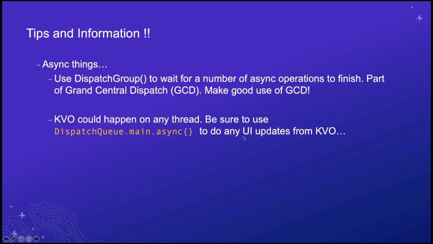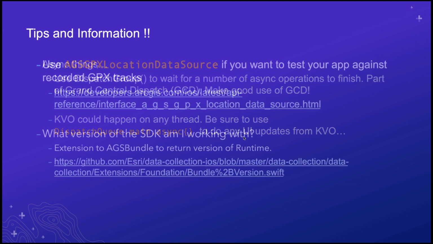So if you're observing a property such as, for example, map scale, and you need to update a text label somewhere, make sure you update that text label by dispatching the update to the main dispatch queue. Again, I recommend you spend some time learning about dispatch groups and Grand Central Dispatch and KVO. These are all key iOS developer concepts and very useful.